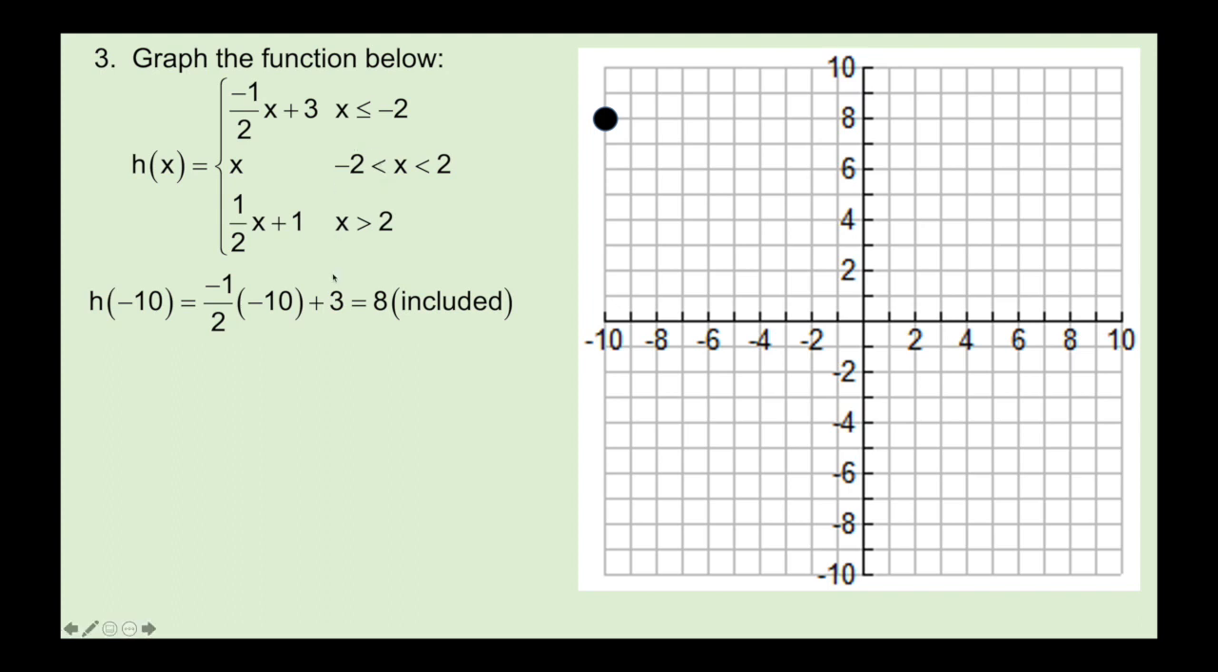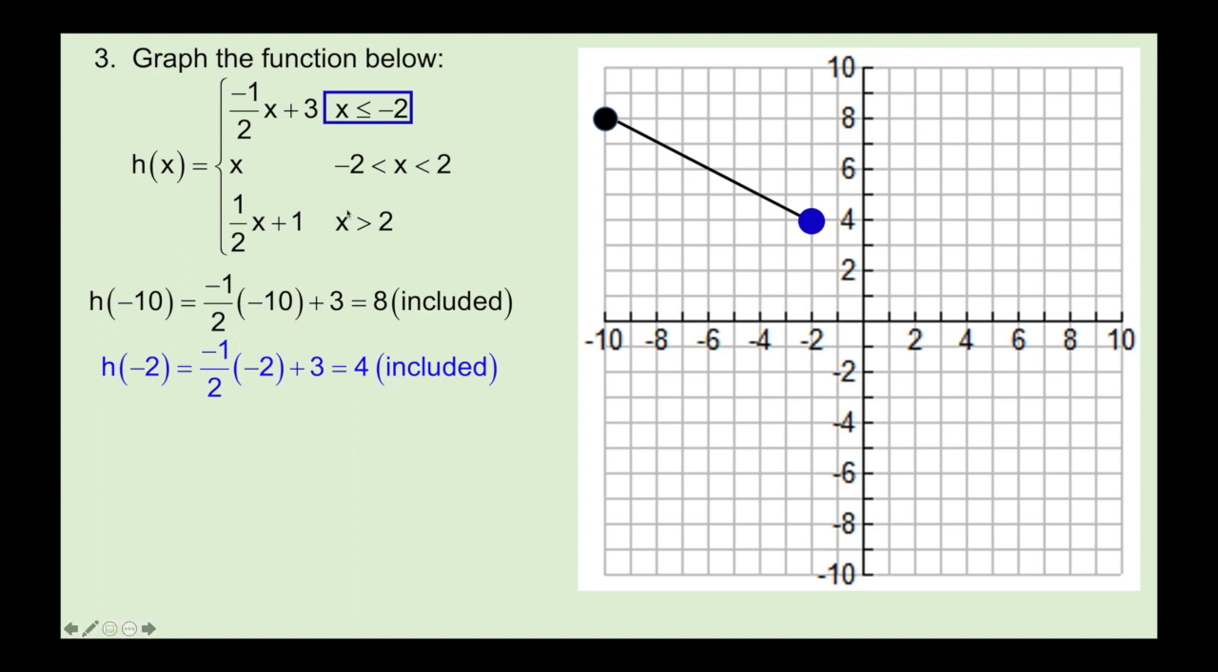Now for my next point, I'm plugging in this negative 2. Well, negative 1/2 times negative 2 is going to give me, I've got negatives canceling, half of 2 is 1, so 1 plus 3, that's going to give us 4. And again, at (-2, 4), it's going to be a closed circle. Now I can connect those.